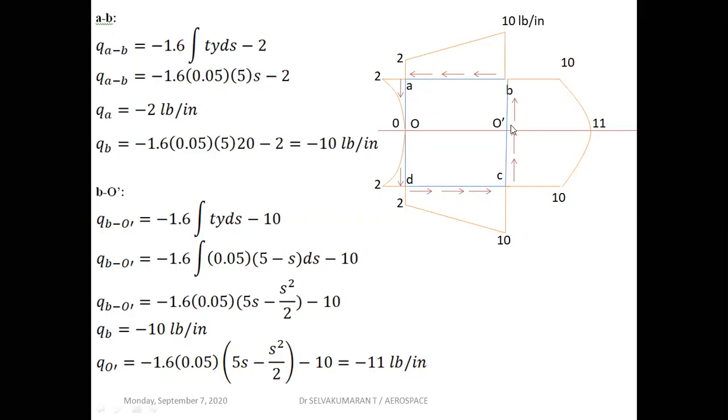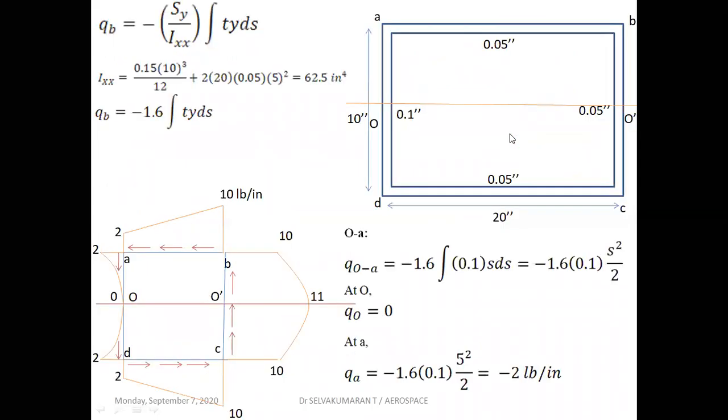Now BO dash. So now we have to take a small element, for example, a small element of thickness ds at a distance s from B. Now this is our y distance. So the y distance for this element for BO dash will be 5 minus s.